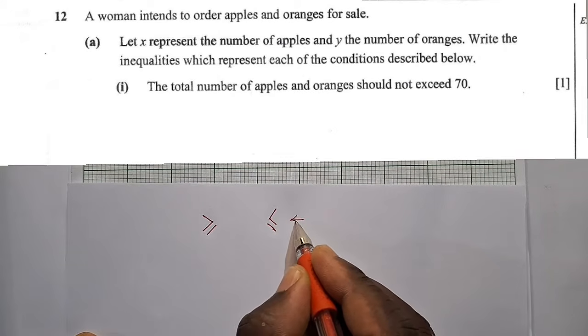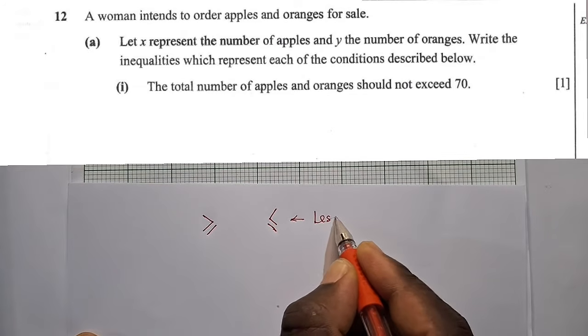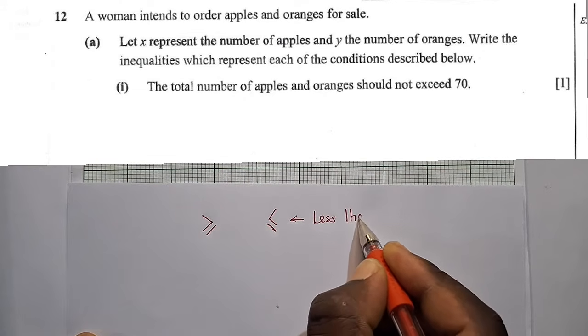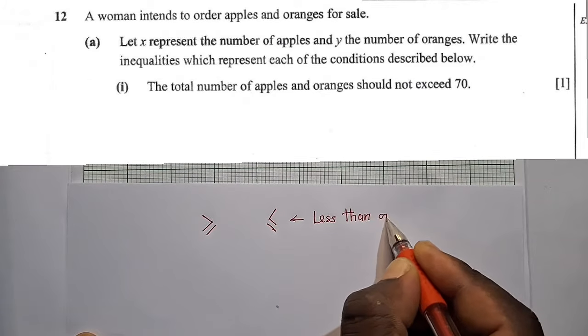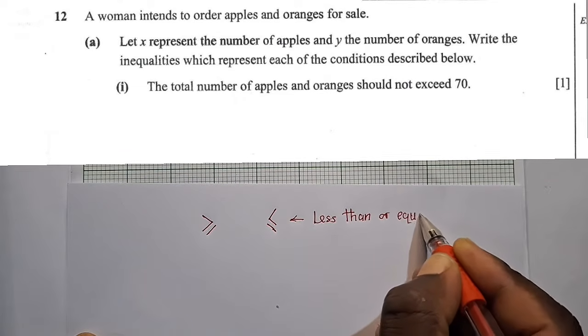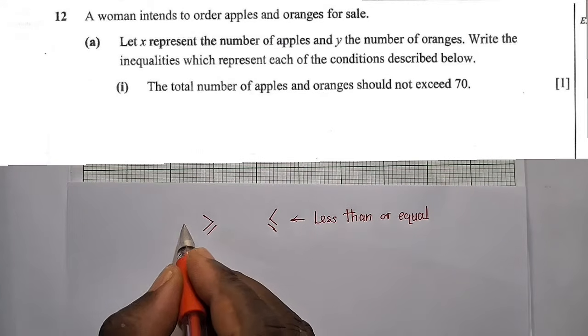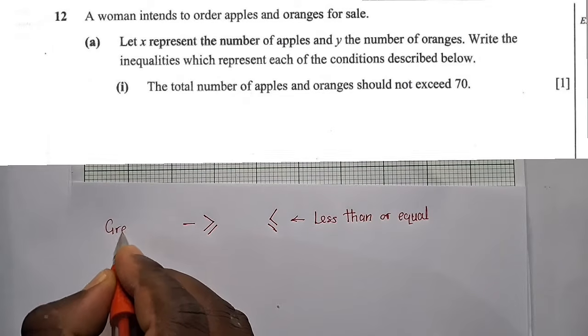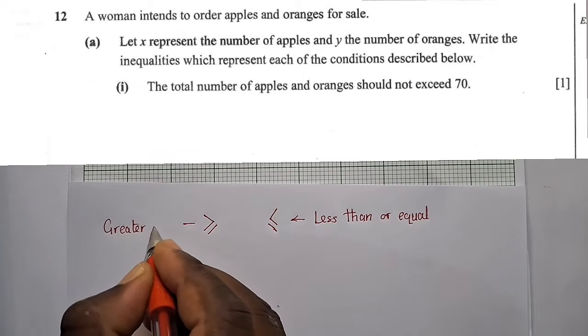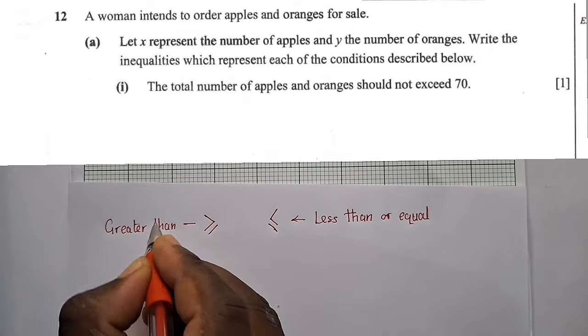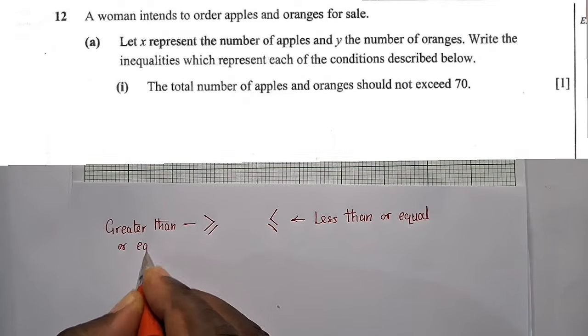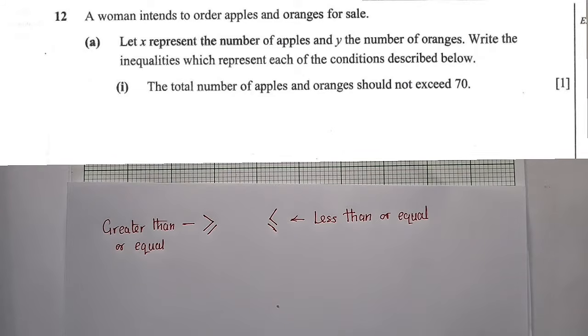This one, of course, we know is less than or equal to. Remember, this is paper 2. And this one is greater than or equal to. Just two symbols. Now, what is really important here are the terminologies that need to be considered.